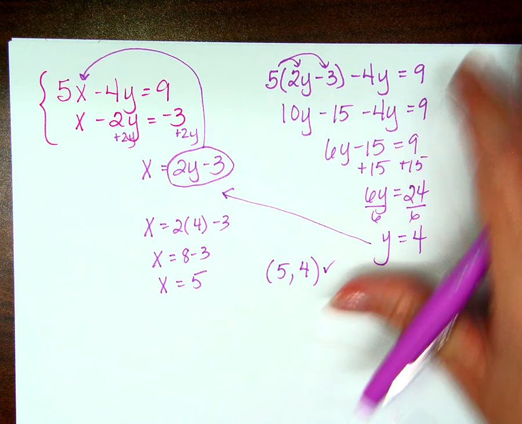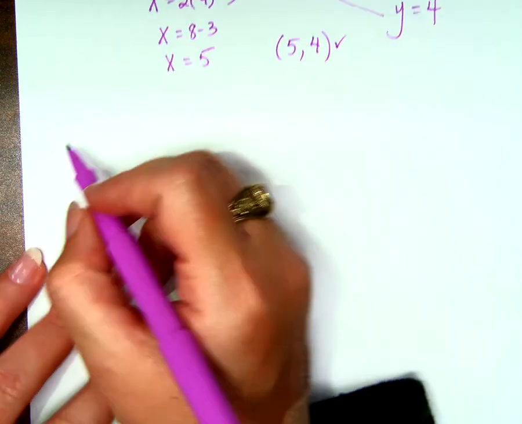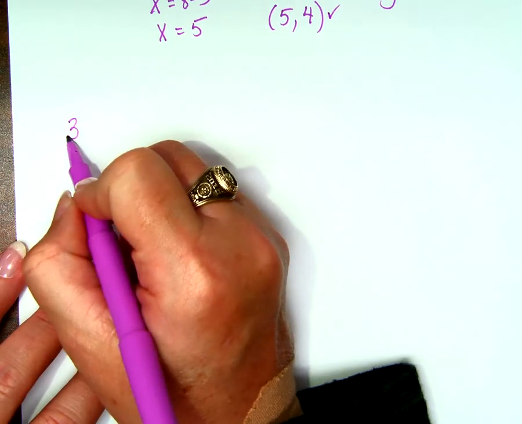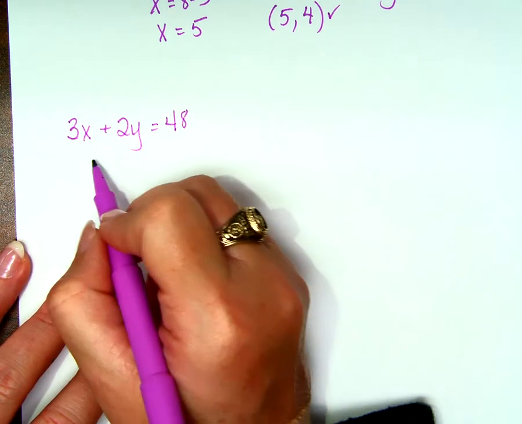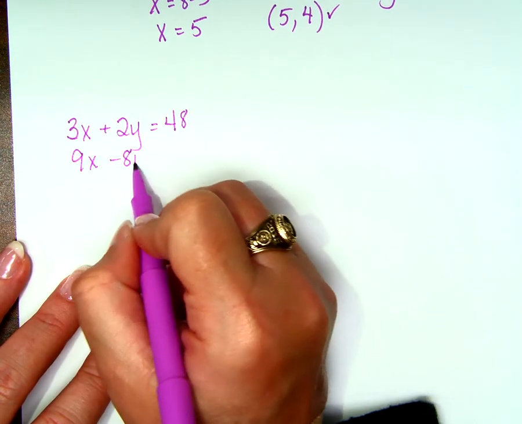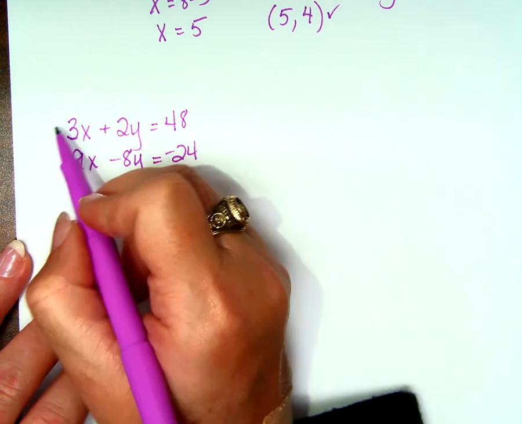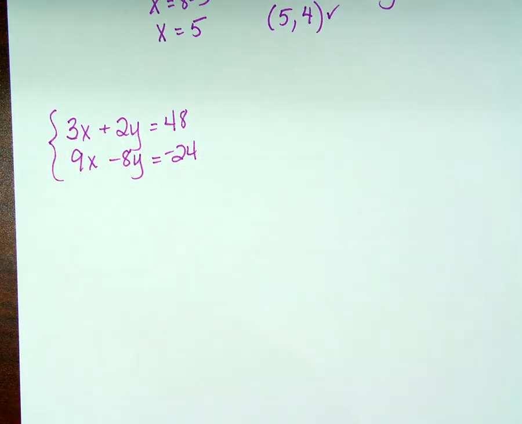Okay? Here is another example. 3x plus 2y equals 48, and 9x minus 8y equals negative 24. And I would like us to do this problem by elimination. We call it elimination. In this textbook, they call it addition. But it's the same kind of concept.